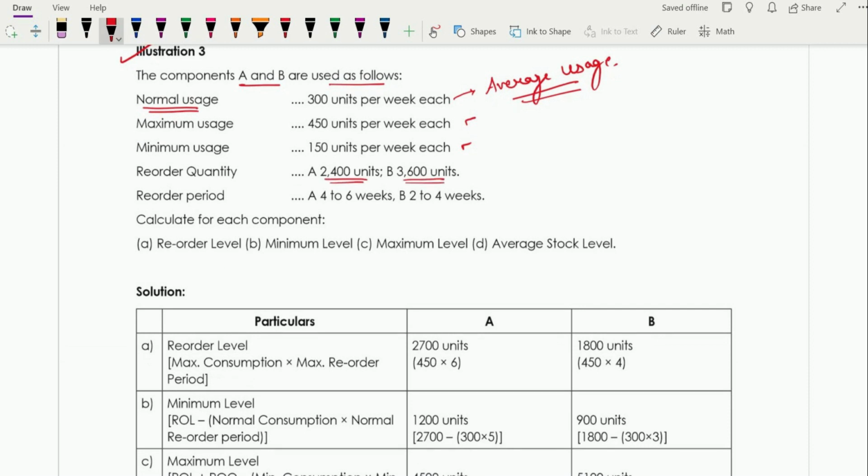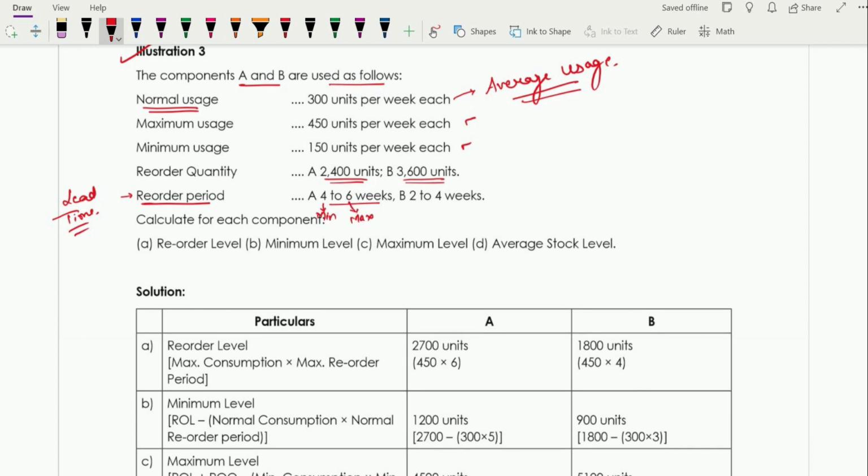Reorder period, that is the lead time, right? This reorder period is what? This is your lead time, we call it. Whenever you are placing an order, in how many days you are expecting to receive your order. For A, it is 4 to 6 weeks. So 4 is the minimum lead time, right? And 6 is the maximum lead time.